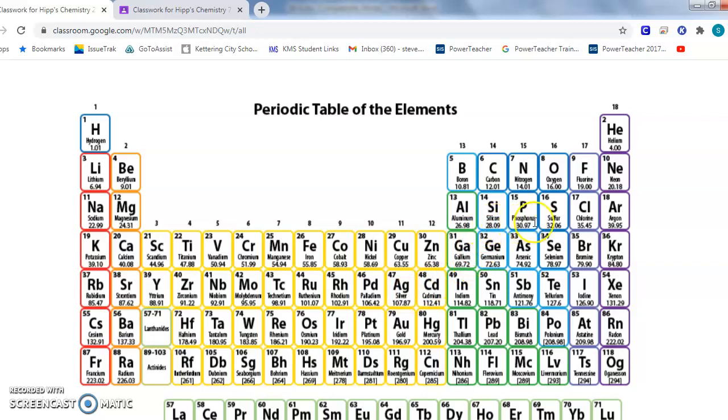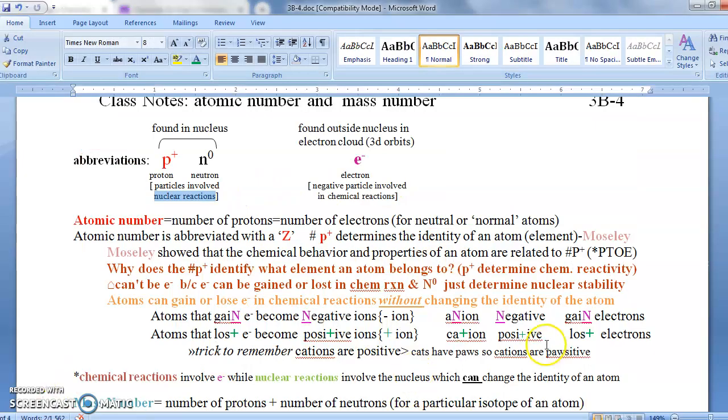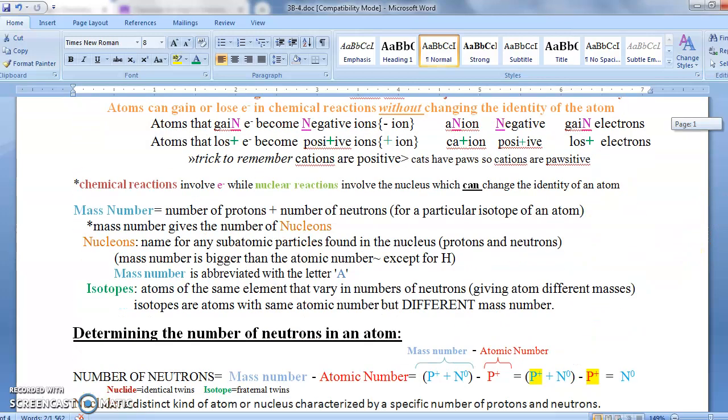What are these decimal numbers in each of these boxes? We're going to learn what these decimal numbers are in Unit 3B. But this is called the atomic mass. The atomic mass is the mass of all the naturally occurring isotopes of an element. We will be discussing what isotopes are. Isotopes are different forms of a given element.